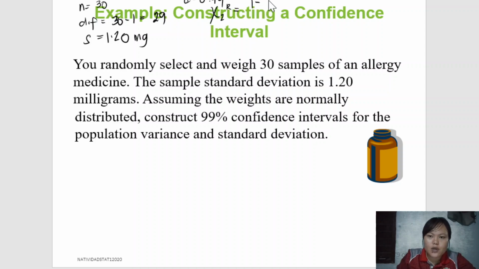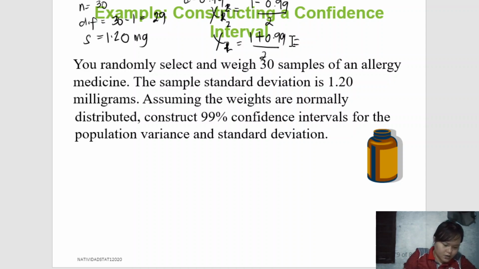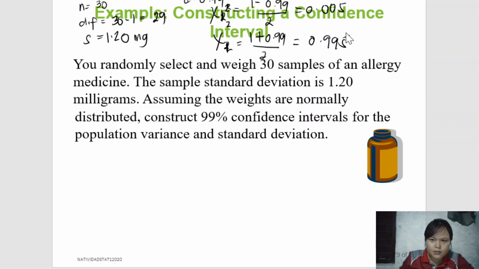That's chi-squared R, 1 minus 0.99 over 2, and chi-squared left, why is it below? It's reversed. Okay. Chi-squared left is equal to 1 plus 0.99 over 2. So that would be 1 minus 0.99 over 2, which is 0.005, and then plus, 0.995. Okay. So we now have our values for chi-squared R and chi-squared left with degrees of freedom of 29.